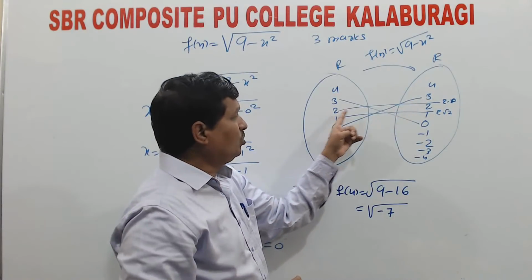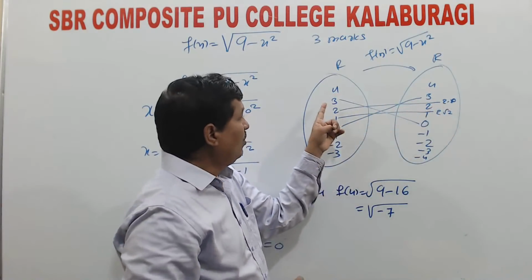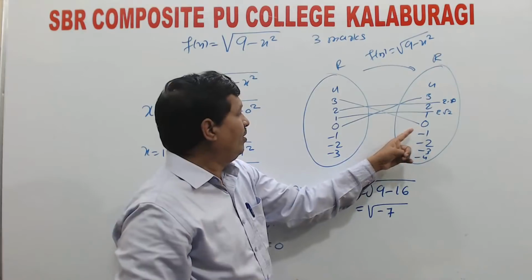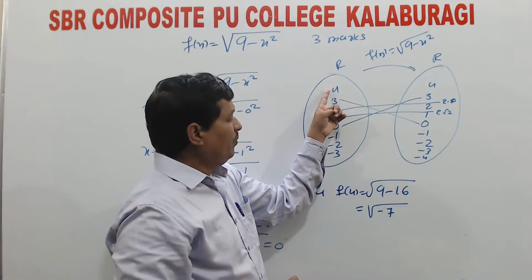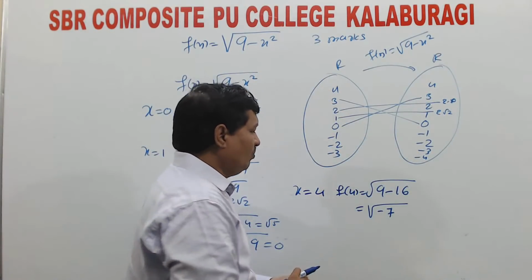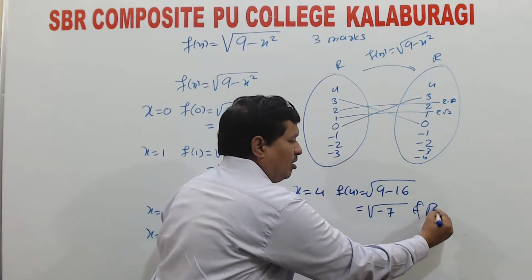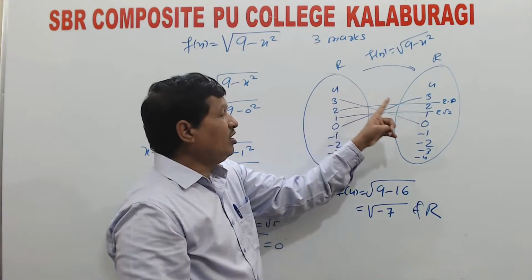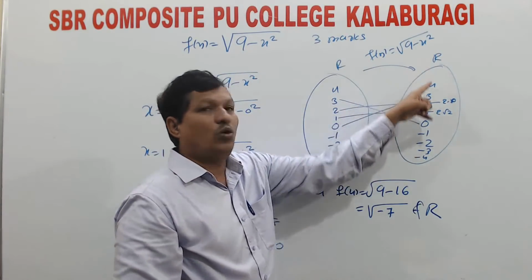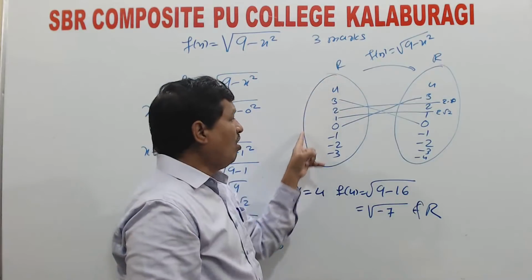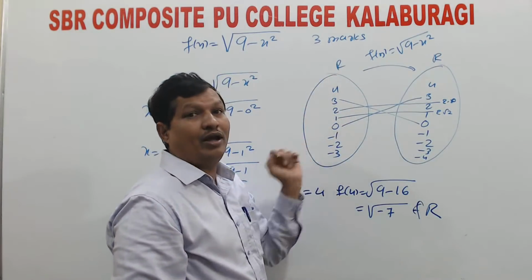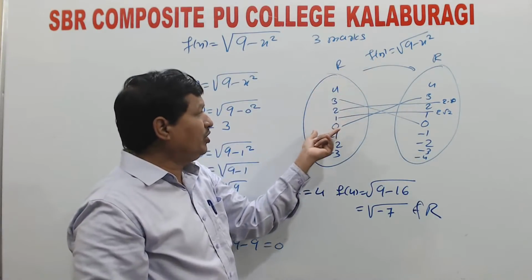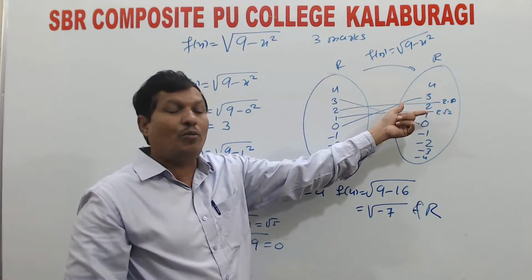If you take x equal to 2, it is again 2 point something. When x equal to 3, it will become 0. When x equal to 4, f of x does not exist. Therefore, 4 does not have an image in the codomain. Then you cannot take whole R as a domain, because if you want to say this is a function, it means all the elements of the domain have images in the codomain.